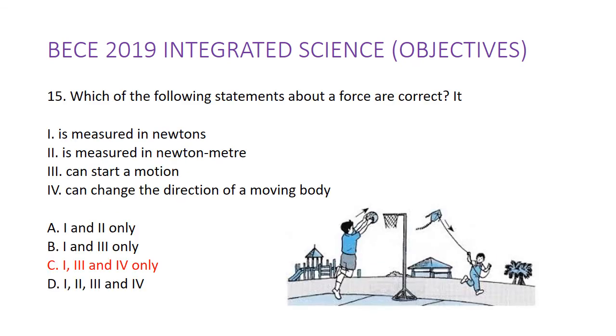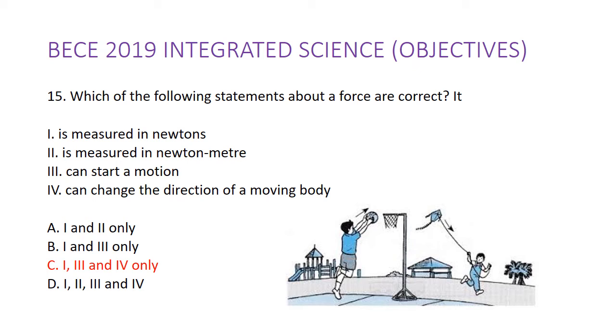Then 15, which of the following statements about a force are correct? Of course, the unit for measuring force is Newton, so the first one is correct. It is measured in Newton. Can it start a motion? Of course, if there is a ball lying on a table and you apply a force to it to start moving, obviously a force can start the motion of an object that was stationary.